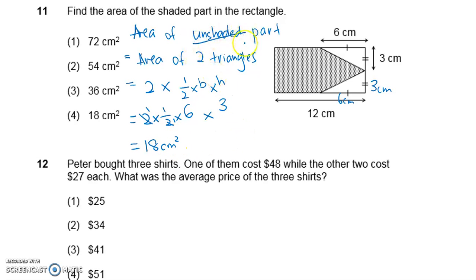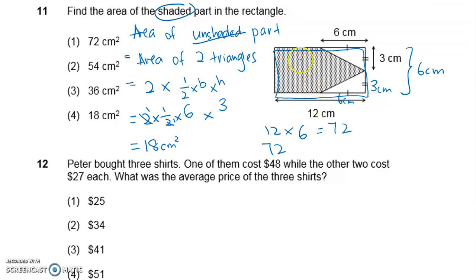Now this is only the unshaded part. So how to find the shaded part? We need to find the area of this whole rectangle, which is 12 times. If this is 3 and 3, this means the breadth is actually 6 centimeters. So 12 times 6 is actually 72. So 72 is the area of the whole thing. To find the shaded part, I take the 72, the total, take away the unshaded part, which is 18. Working this out, I should get 54. I'll give my answer as number 2.